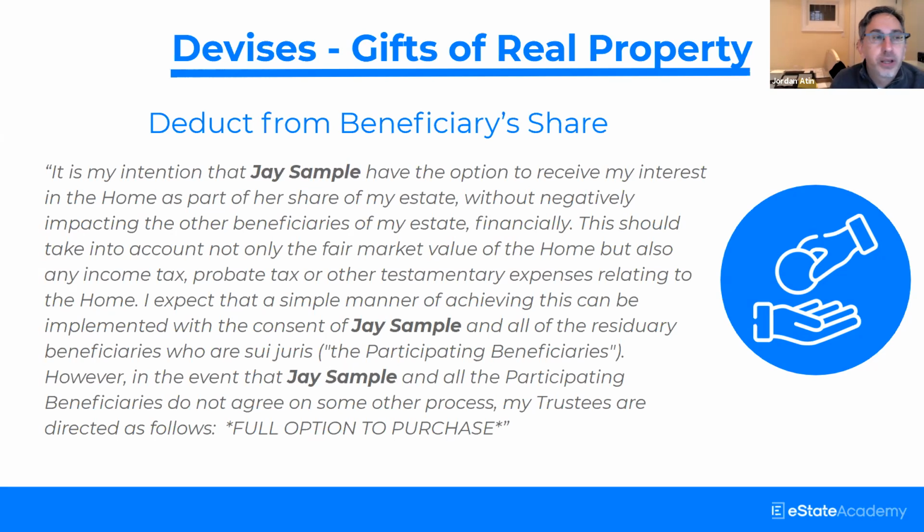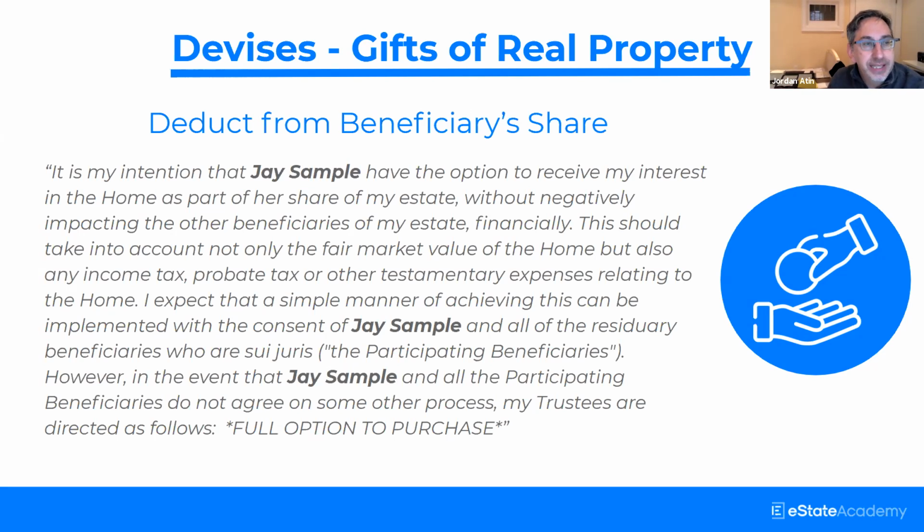And yes, there is. And the way is that you give Jay the option to take this property because you want him to get it, but you don't want him to get it on top of everything else. You want him to get it as part of his share. You can say, you have the option to receive my interest in the home or whatever it is as part of her share. Now, I changed the name, by the way, from a woman to a man. So that's why it's saying her.